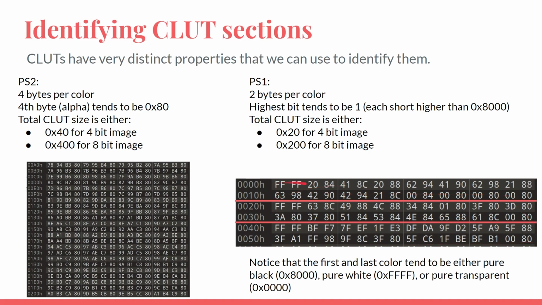Why? Because color palettes tend to start and end with either pure white, pure black, or pure transparent, and that corresponds to either 8000, FFFF, or 0000. So this is actually 3 color palettes stacked together, and each of them starts with FFFF and ends with 8000. So it's very telling that this is a color palette.